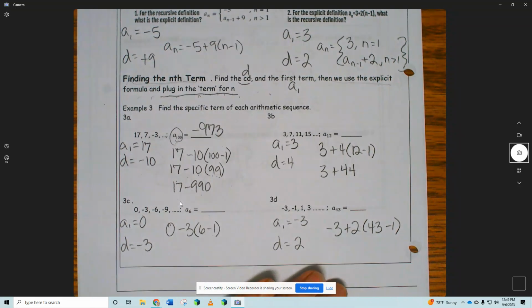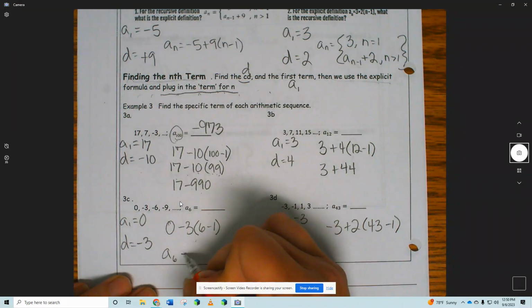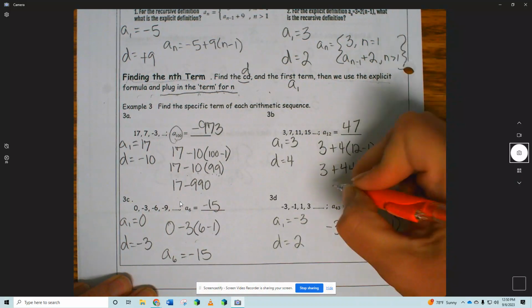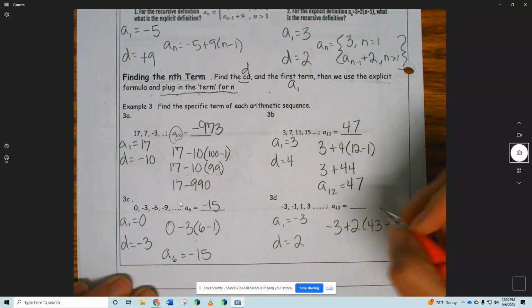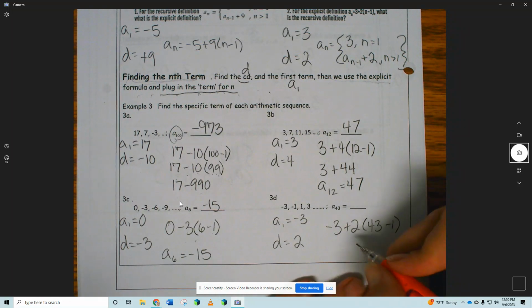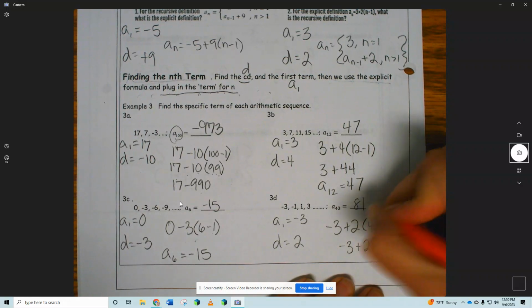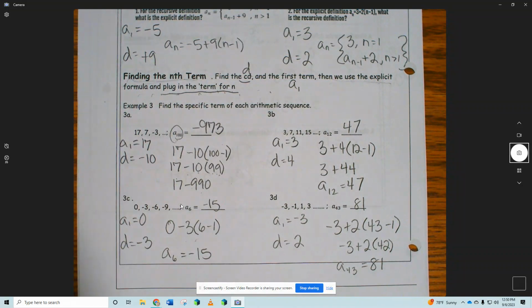Okay. So what is this one here? Negative 15. A sub 6 equals negative 15. Yeah. 43rd term. What was it? 89? What? 81. A sub 43 equals 81. Awesome. I'm going to stop the video.